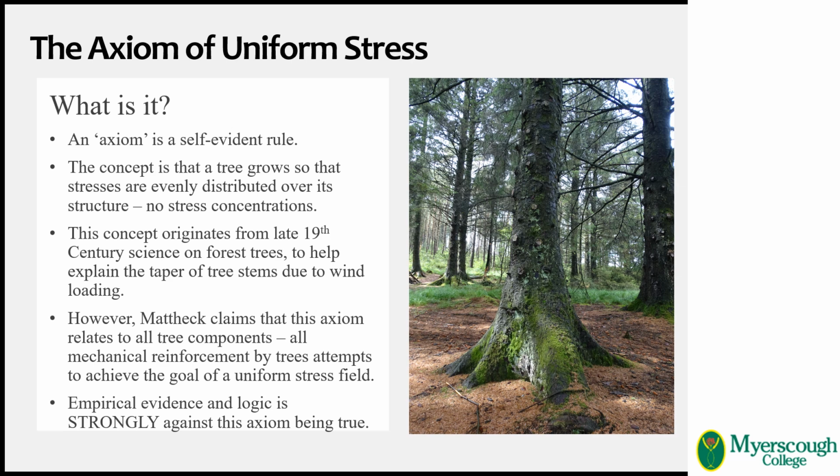Second, the axiom of uniform stress is a concept that as a tree grows, it grows its structure such that there are no stress concentrations, that stresses are evenly distributed across the entire skeletal surface of the tree on its outer edges. Bear in mind that there are four stresses to consider here: compression, tension, torsion and shear. So this will be a complex and demanding structural arrangement for a tree to produce, with it having primary, secondary and tertiary branches, and likewise primary, secondary and tertiary roots that help to anchor the tree.